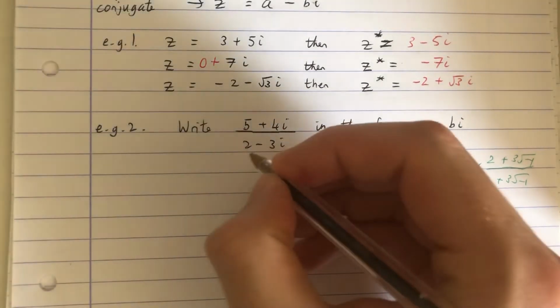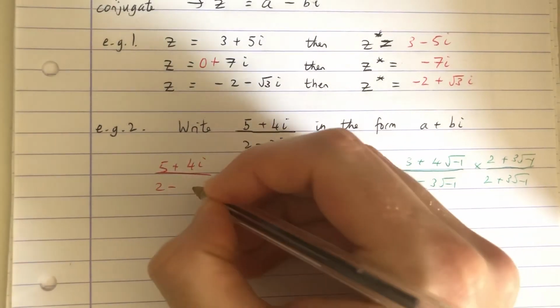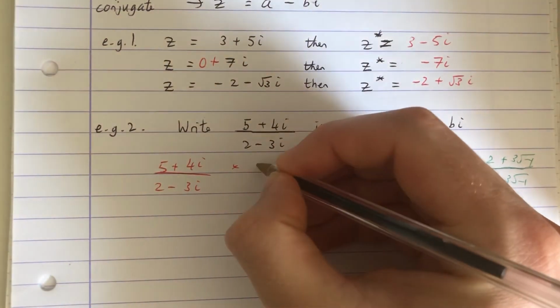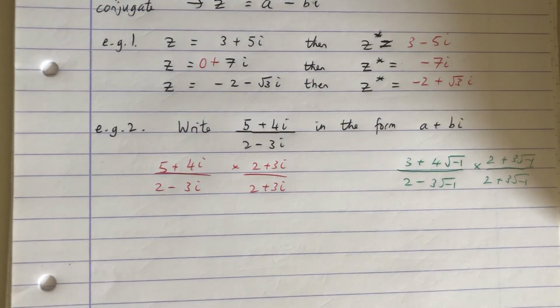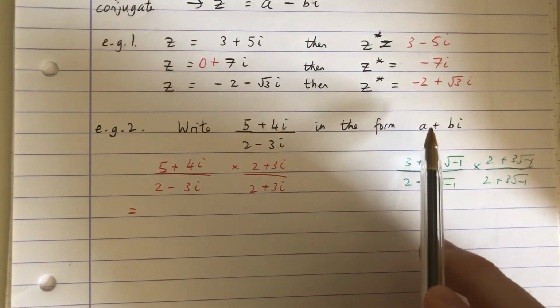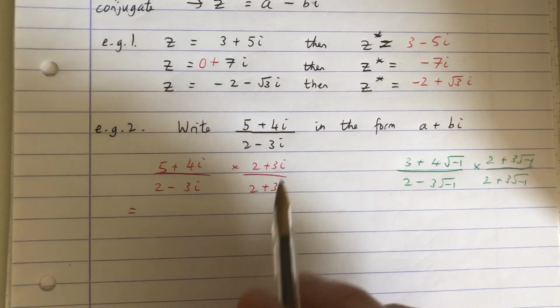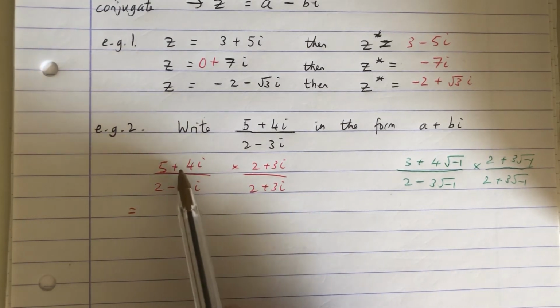So picking on this, 5 plus 4i, I'm not going to write it as root minus 1s, over 2 minus 3i, times by the complex conjugate of the denominator, and then expand the brackets like before. The reason why this works is we want it in the form a plus bi, which is just a real part and an imaginary part. We don't want a complex number on the denominator. It doesn't make sense.